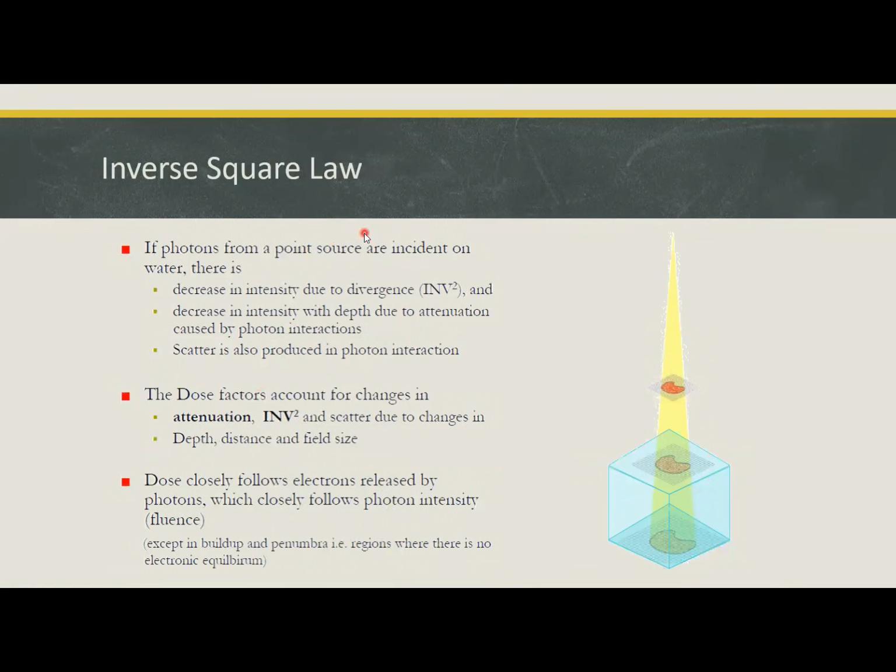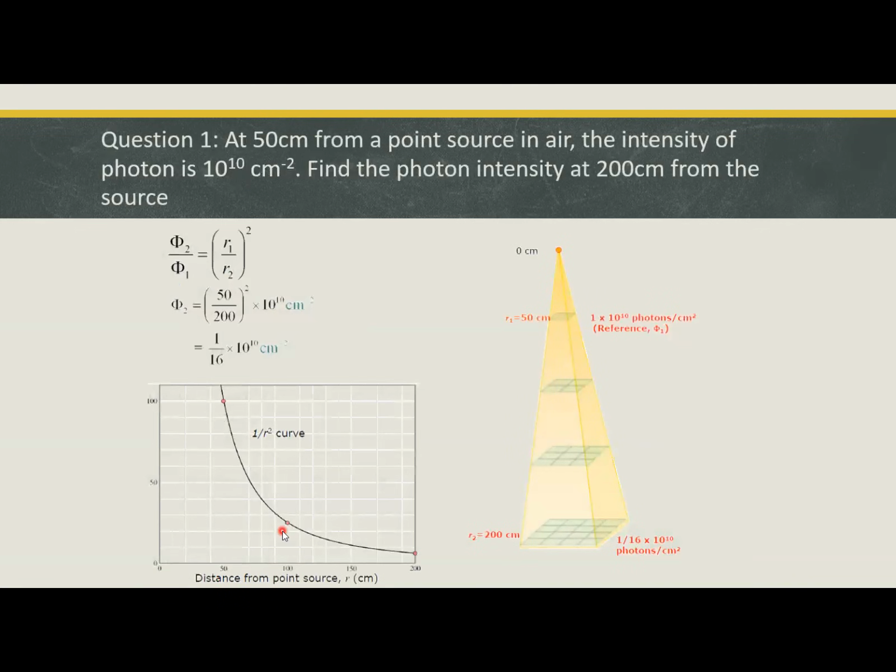If photons from a point source are incident on water, there is a decrease in intensity due to divergence, the inverse square law, and a decrease in intensity with depth due to the attenuation caused by photon interaction. Scatter is also produced in photon interaction. The dose factors account for the changes in attenuation, inverse square law, and scatter due to changes in depth, distance, and field size. Dose closely follows the electrons released by the photons, which closely follow the photon intensity fluence. This is an example, and listeners can try themselves.